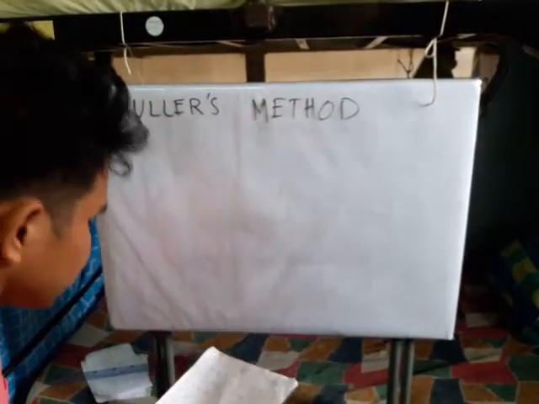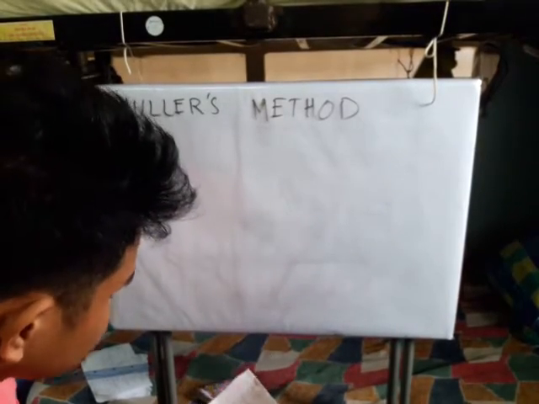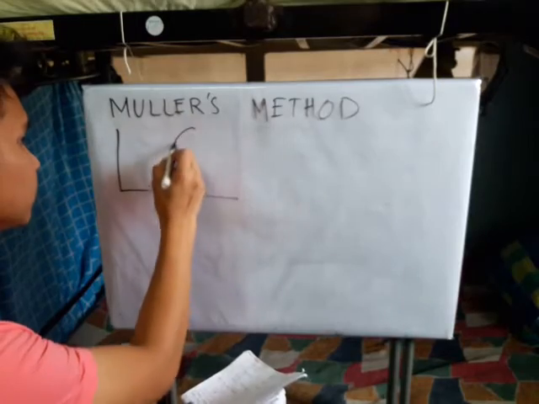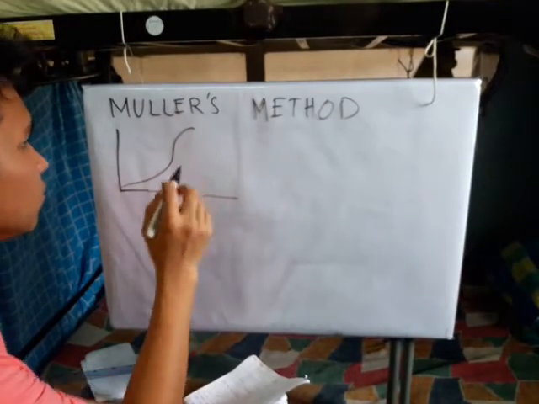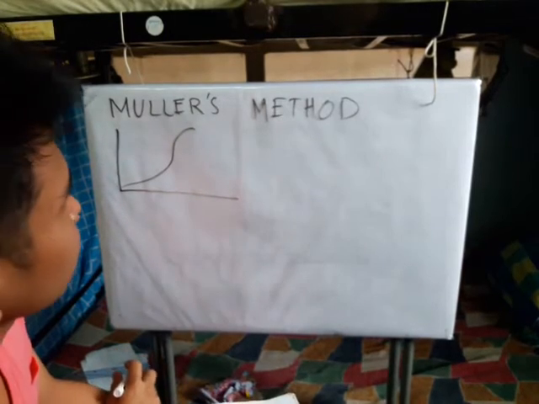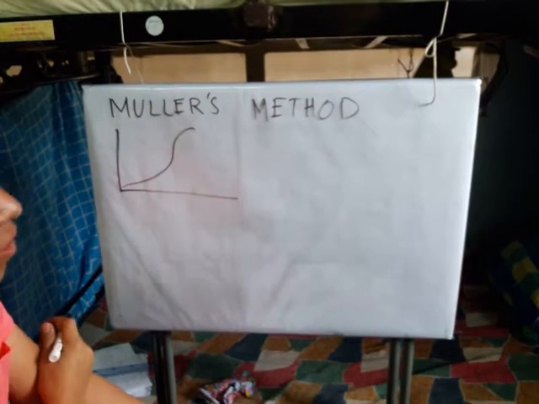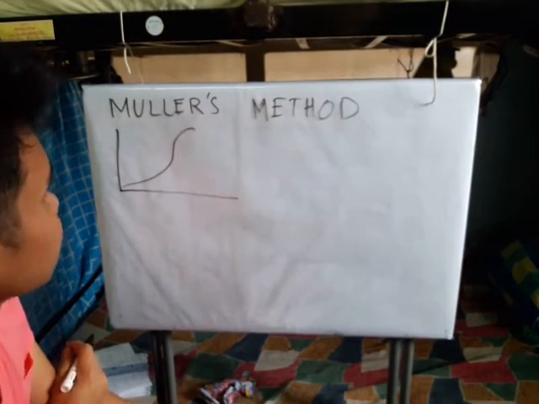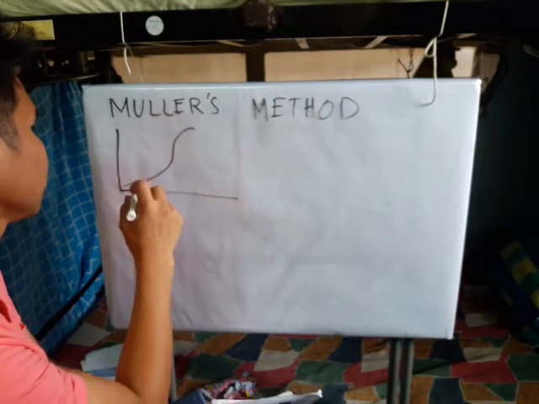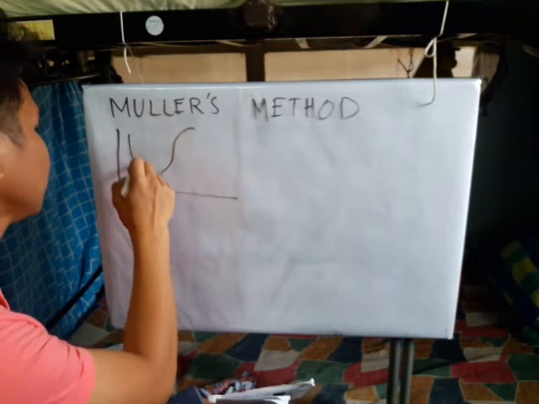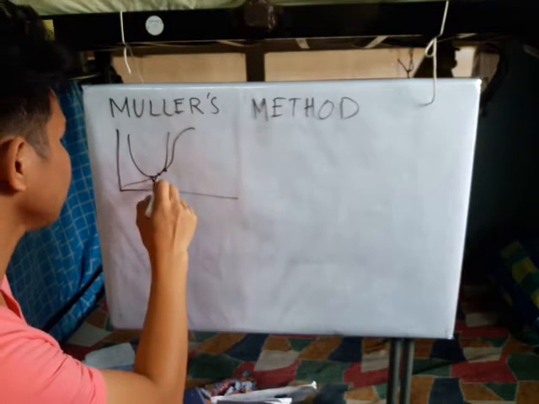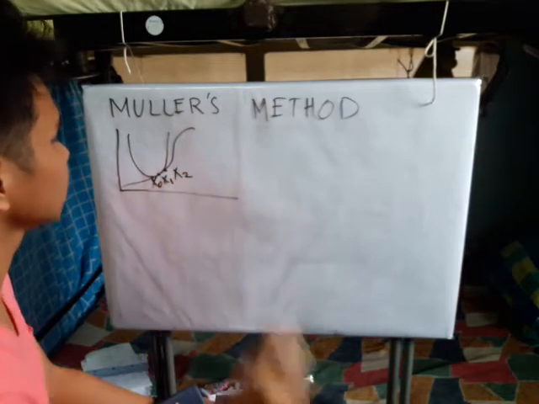So for the Muller's method, suppose we have a given function which has any degree, maybe x cubed or x to the fourth, aside from a quadratic equation which has a second degree function. So for any given function, you can formulate a formula using a parabola with 3 points. It can be x0, x1, and x2.